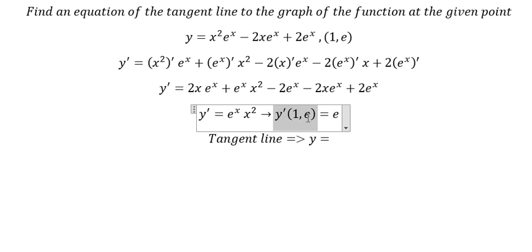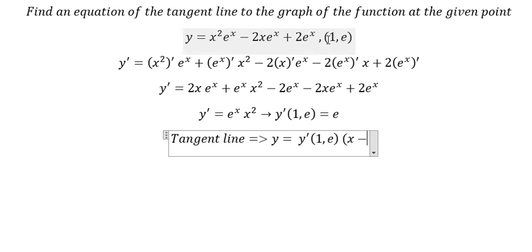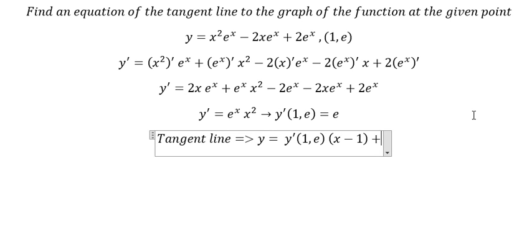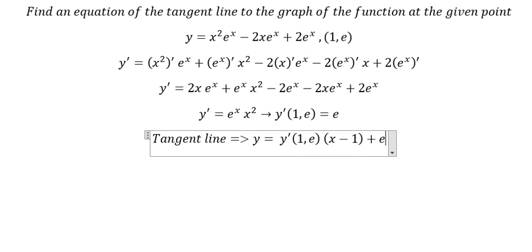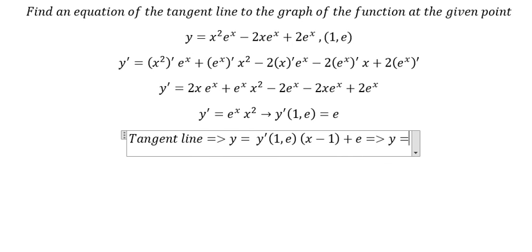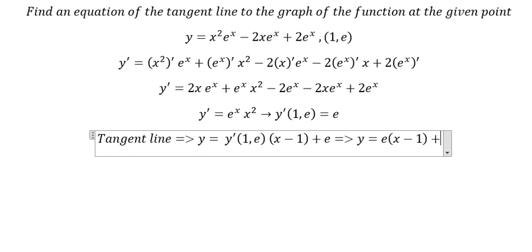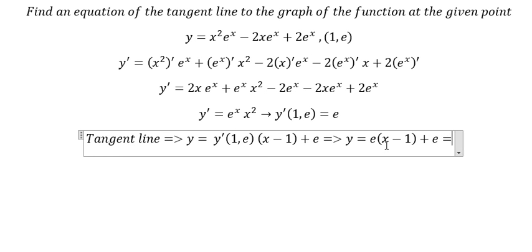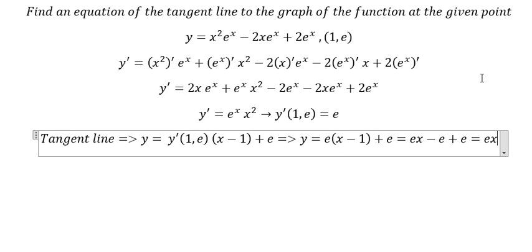So we have the value in here multiplied by s minus 1 plus e, that's it in here. And we know that this one is e, s minus 1 plus e. So e multiplied by s and number 1. We simplify. And this is the final answer.